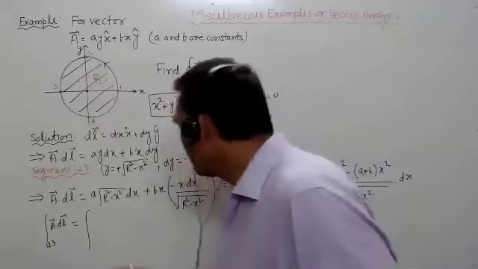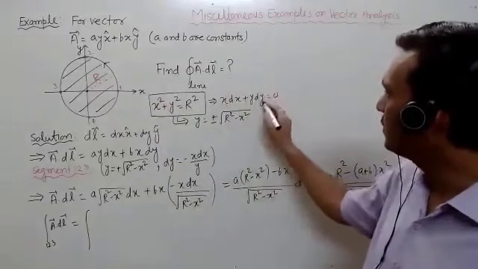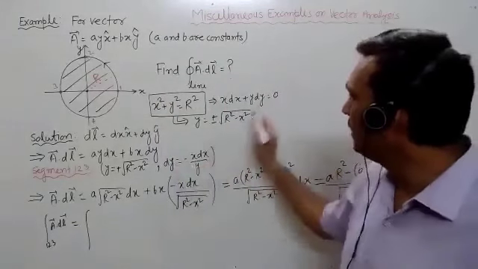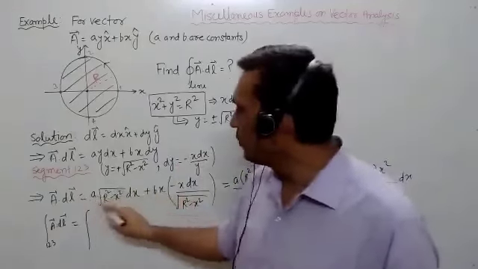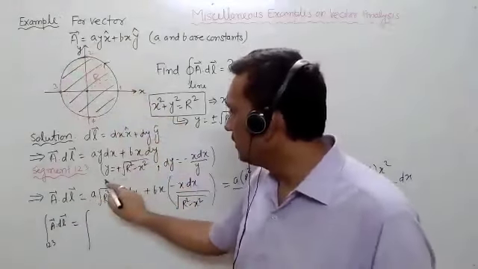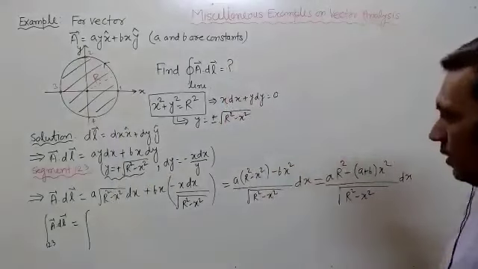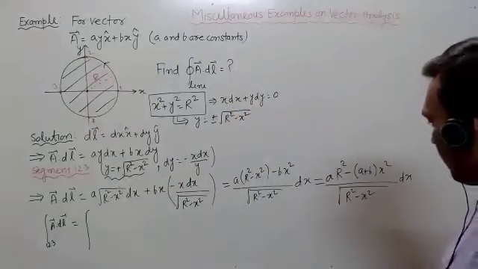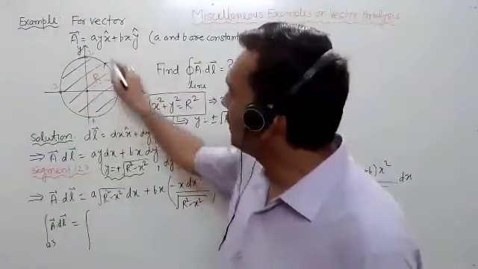For dy, I have written here x dx plus y dy is 0, so dy is minus of x dx by y. And y you have to take as a positive value for the upper segment. y is this value, plus root r square minus x square. Is it clear? Yes, sir. And then the limit, let's say, along this segment.